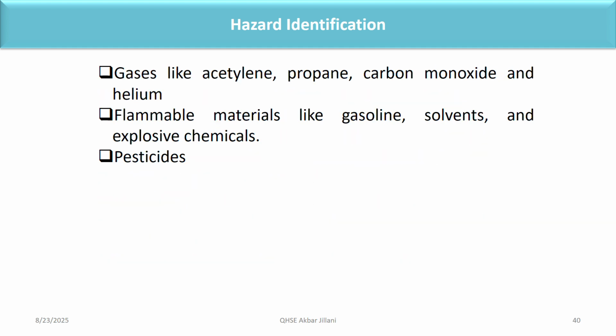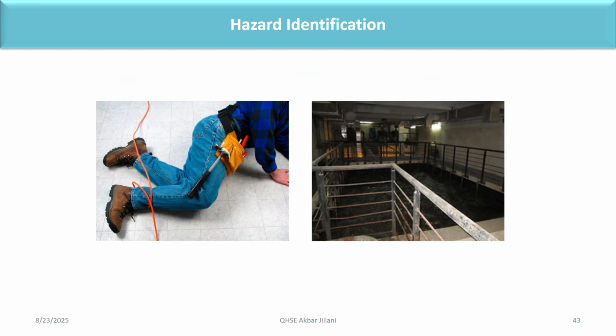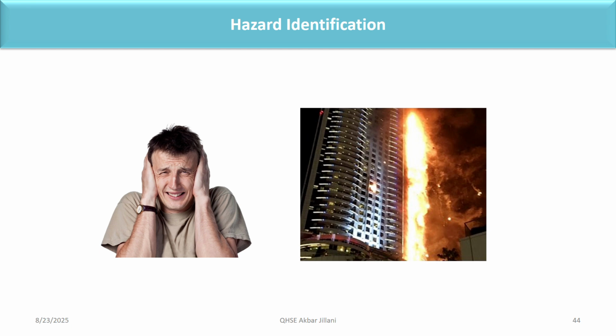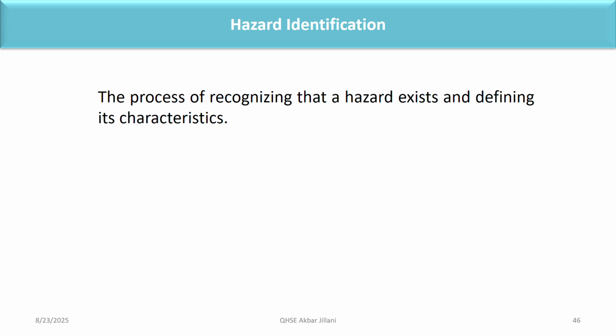Biological, ergonomics, then chemical, work organization hazards. For this we will have another video. Now this is a slip trip hazard, like see here. Over here we see again the light level is less. Now noise over here, fire, here biological. See, this fungal infection, I think.